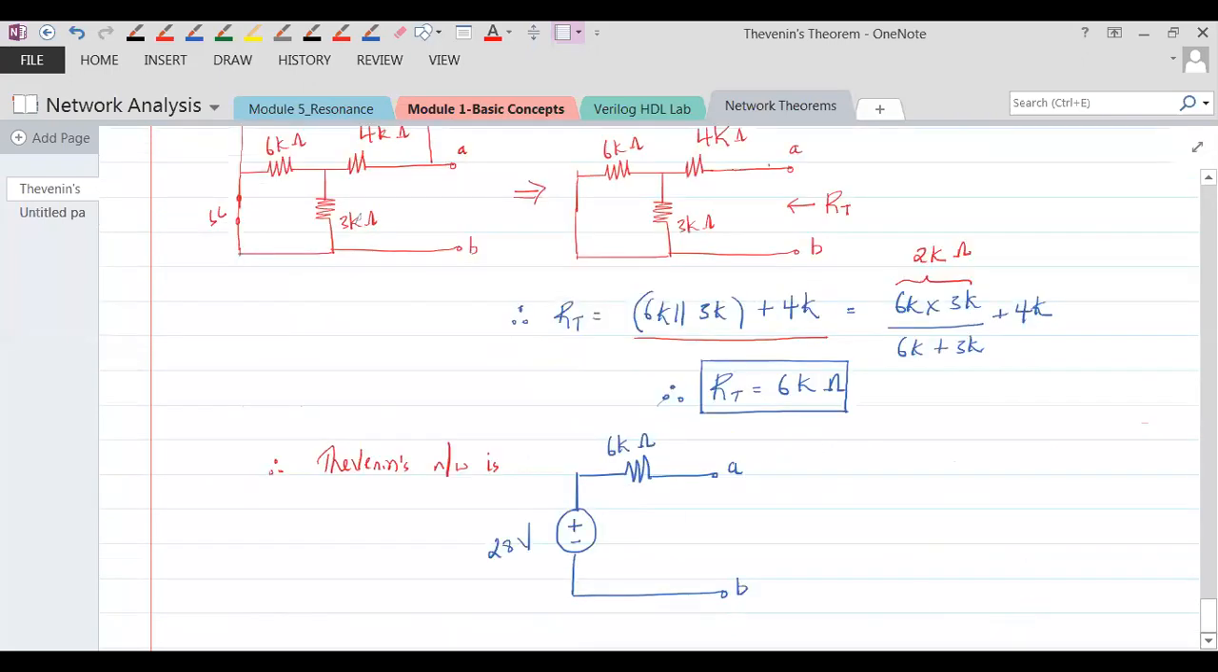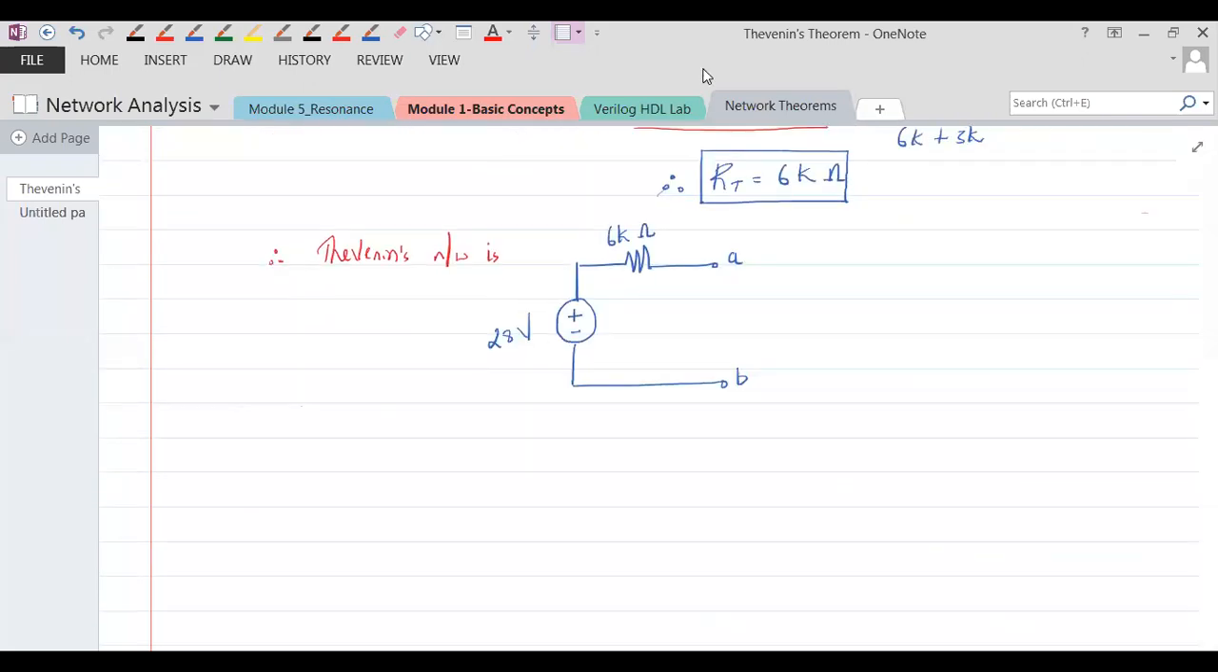What is the third step? Everybody understand? Third step is this. Step 3. Step 3 is this. Connect 2 kilo ohms back across terminals AB. So this is what we had done, right?